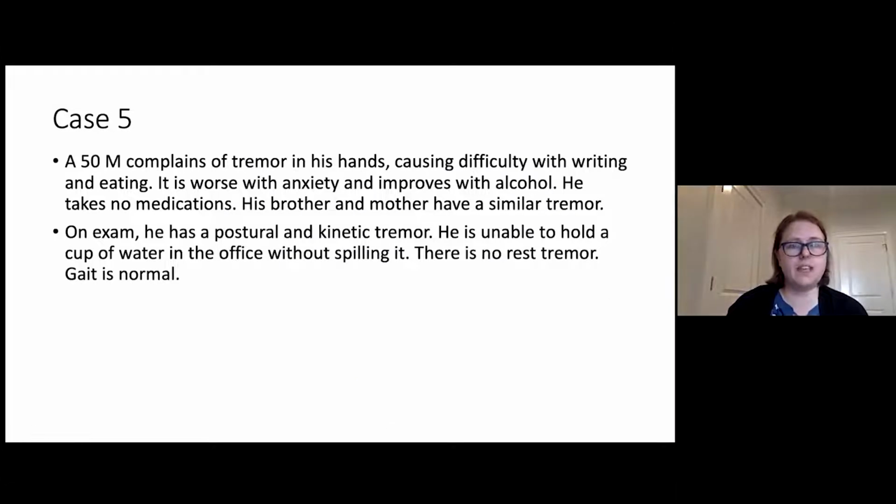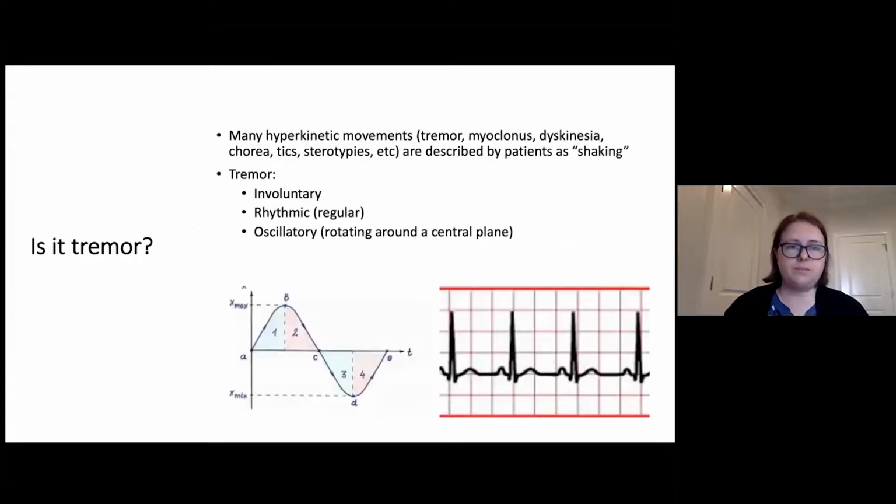Okay, that brings me to case 5. This is a 50-year-old male who complains of tremor in his hands. It's causing difficulty with writing and eating. It's worse with anxiety and improves with alcohol. He takes no medications. His brother and mother have a similar tremor. On exam, he has a postural and kinetic tremor. He's unable to hold a cup of water in the office without spilling it, and there is no rest tremor. His gait is normal. So we're now moving into the hyperkinetic movement disorders, starting with tremor.